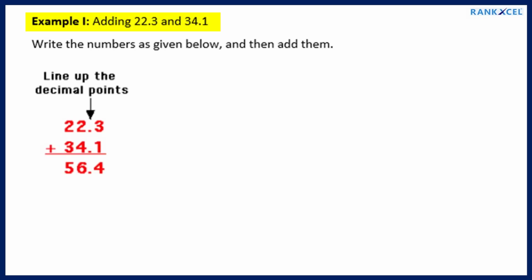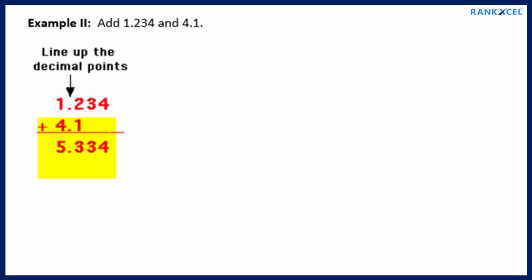Example, adding 22.3 and 34.1. Write the numbers as given below, and then add them. Example 2, add 1.234 and 4.1.